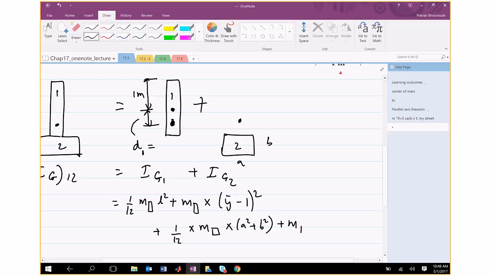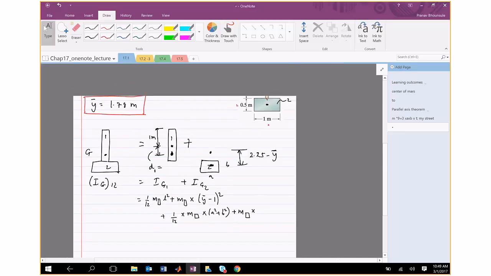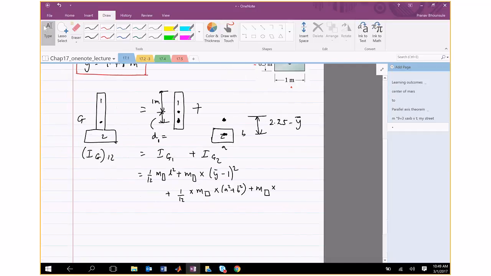plus the mass of the thin plate times the distance of the center, which is right here in the middle, to G. So this distance, I claim, is 2.25 minus y bar, because 2.25 was the distance of the center of the plate from the origin O, and y bar is the distance of the center of the composite thing. So this is G. So this is going to be 2.25 minus y bar squared.